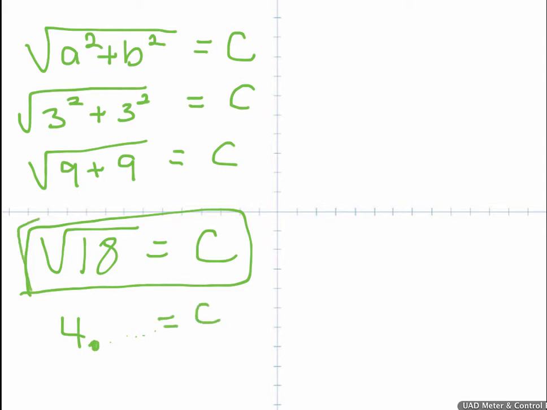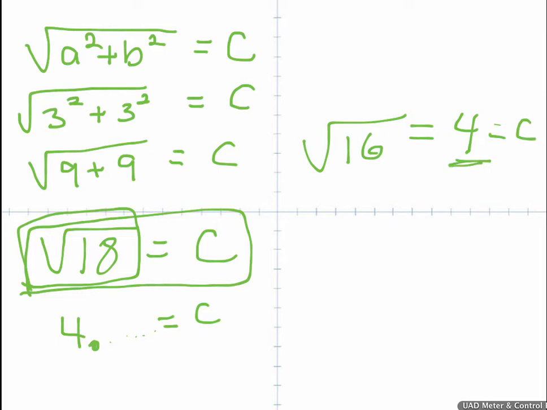This is a lot easier to look at, guys. Now, if it's a perfect square, like say we had square root of 16, that equals 4. Obviously, I'm going to want 4 there. But if you square root the number and you get a decimal, leave it like this. Okay?